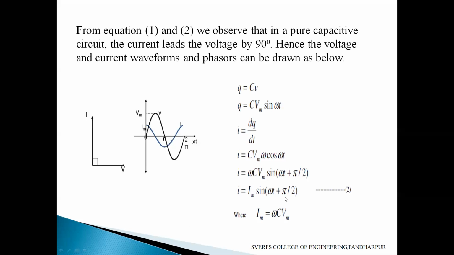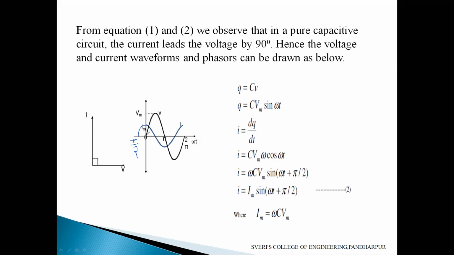Plus pi by 2 means the voltage is starting from 0, but the current is starting before the voltage, 90 degrees before. That we call leading: current is leading the voltage by 90 degrees. This is called minus pi by 2, so on the negative side it is starting here. Minus of minus will become plus, so we use plus pi by 2 here.